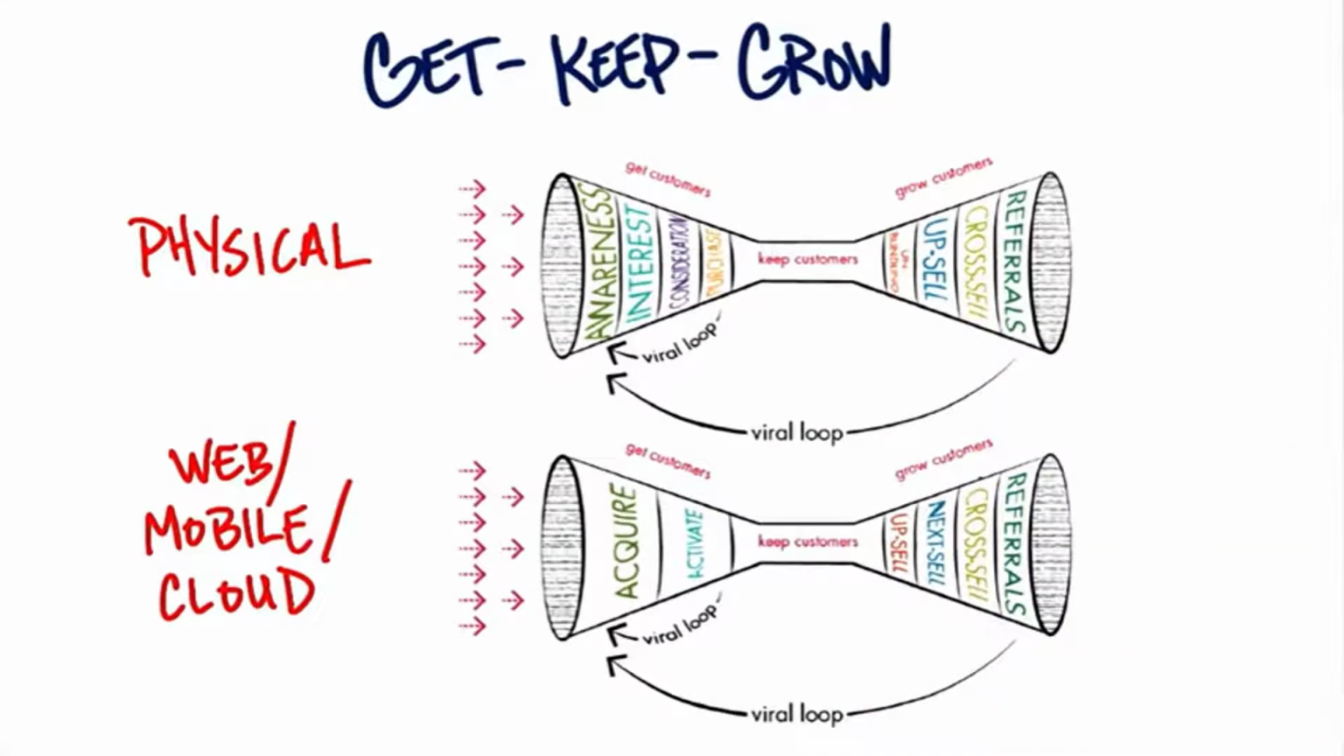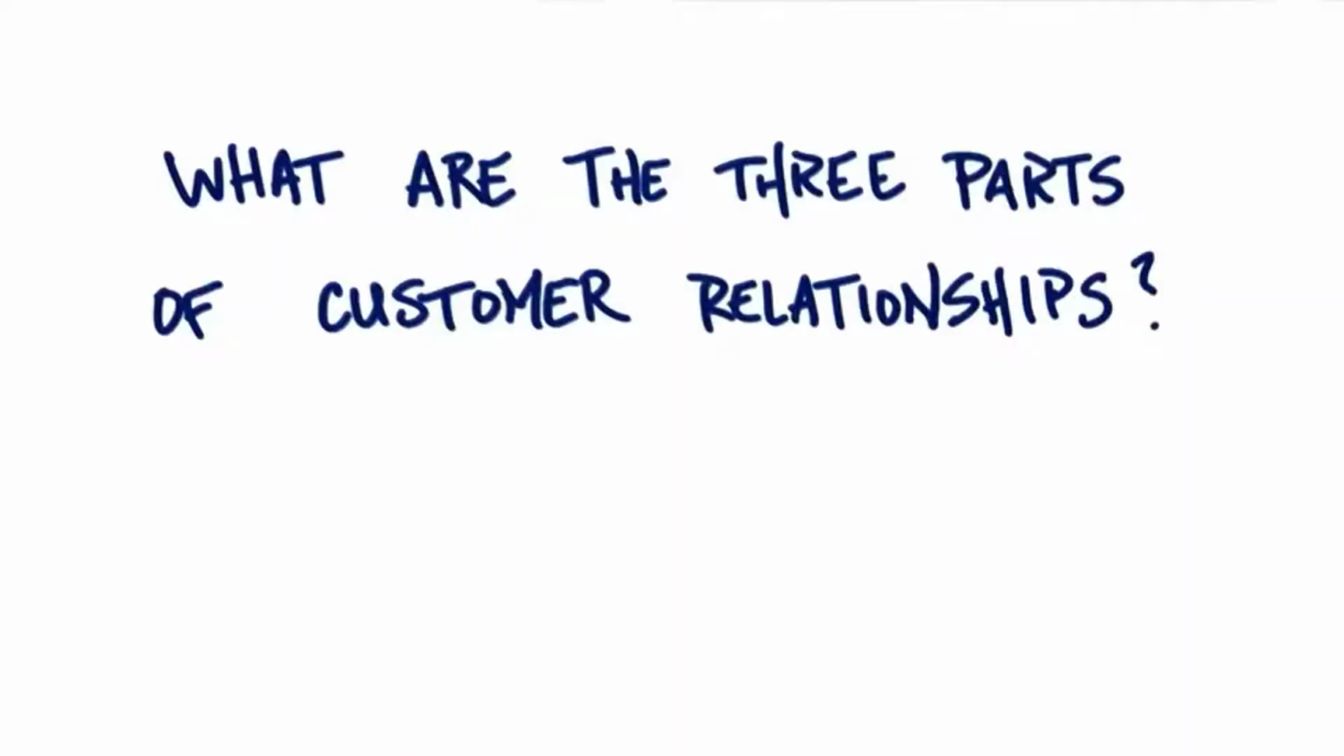It just allows you to kind of understand how do customers get into our company, how do we get them, how do we keep them, and how do we grow them. And so let's look at both of these, get, keep, and grow for physical and web mobile channels in a little more detail. So to recap, what are the 3 parts of customer relationships?